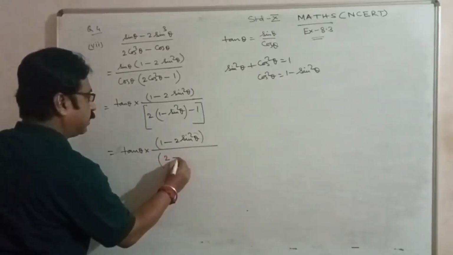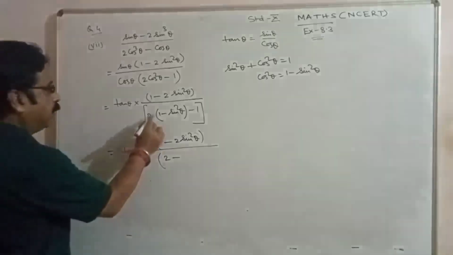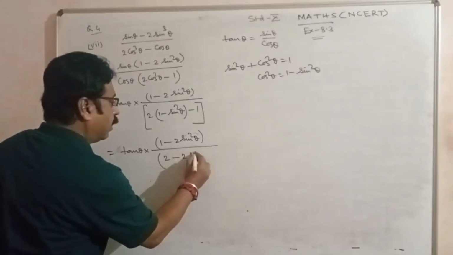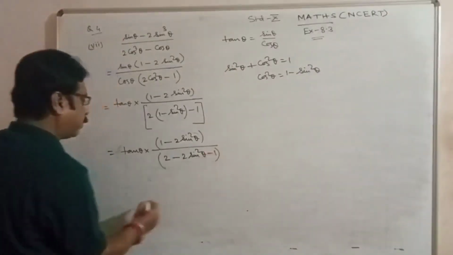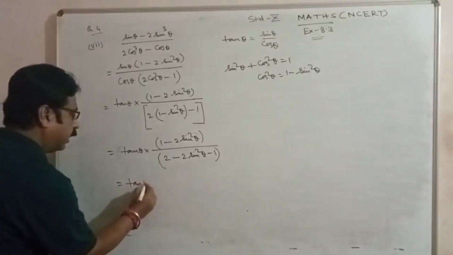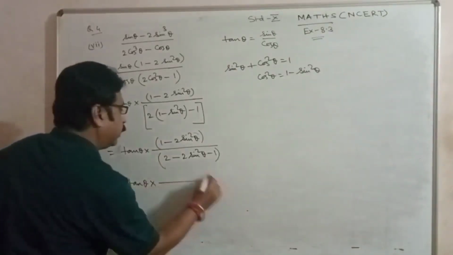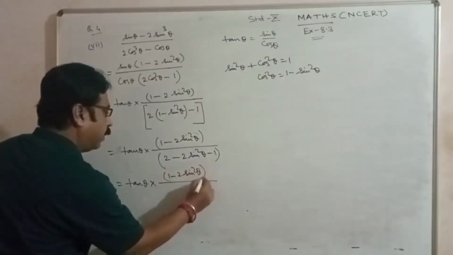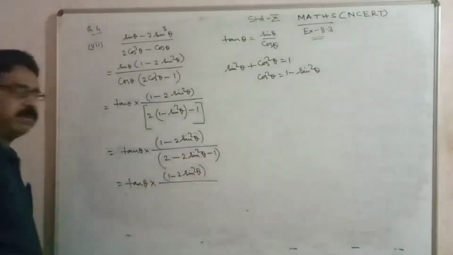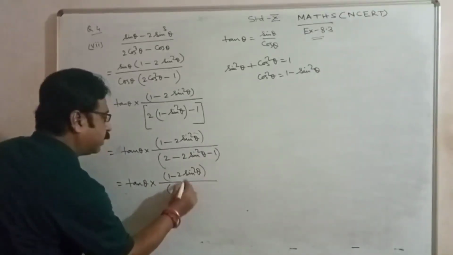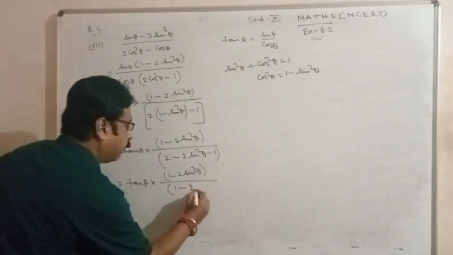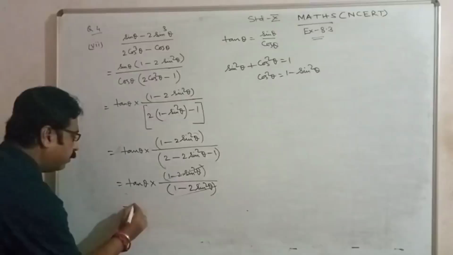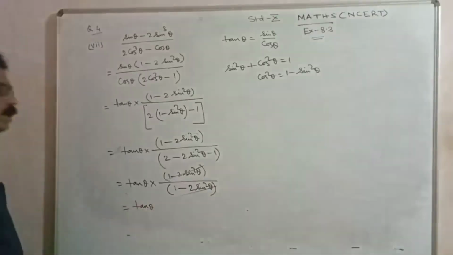Here 2 minus 2 into 1 is 2, minus sign is here, 2 into sin square theta means 2 sin square theta minus 1. Tan theta into 1 minus 2 sin square theta, 2 minus 1, that means 1 minus 2 sin square theta. Cancel. We are getting tan theta, which means RHS.